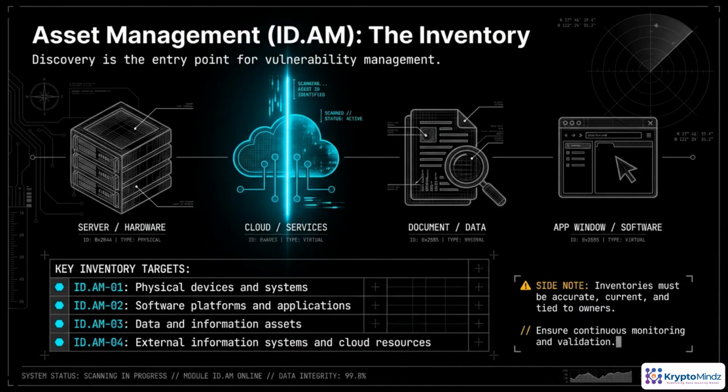Asset management in CSF is really about one thing: knowing what you actually have to protect. Discovery is the front door to everything else: risk assessments, controls, and especially vulnerability management. Here, we care about 4 main asset types: physical devices, software and platforms, data itself, and external or cloud services. For each, your inventory should be complete, accurate, kept up to date, and clearly assigned to accountable owners.